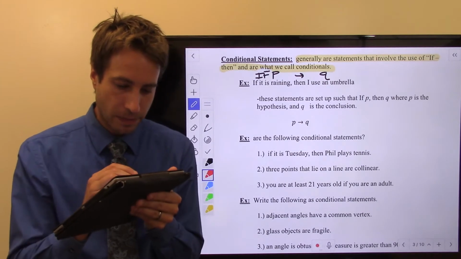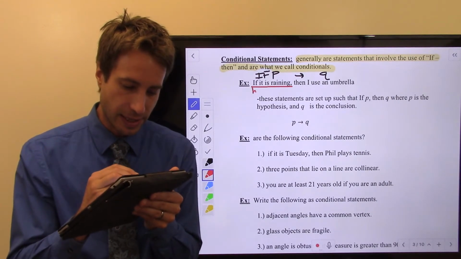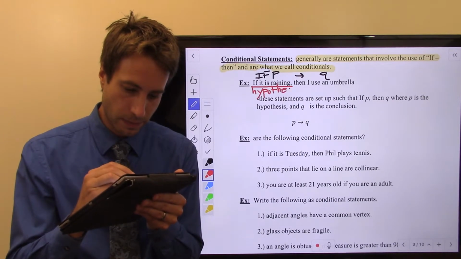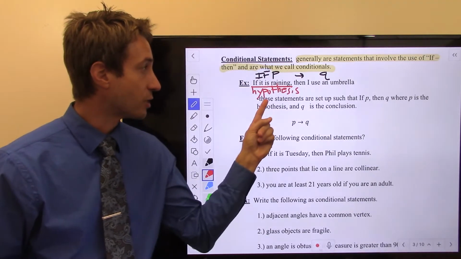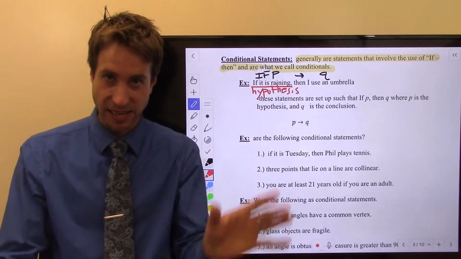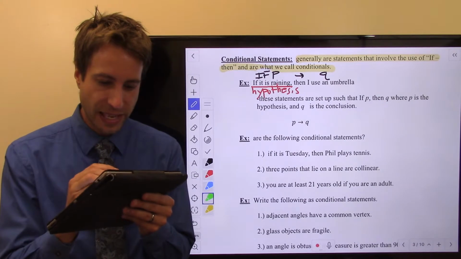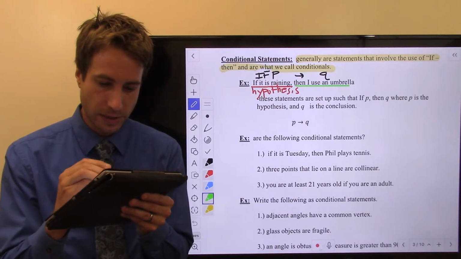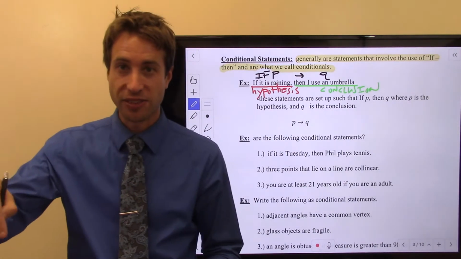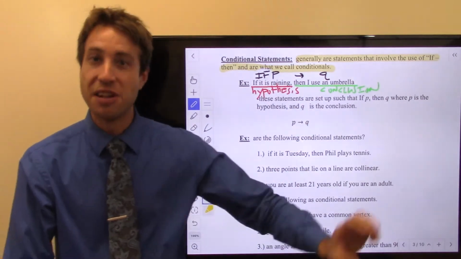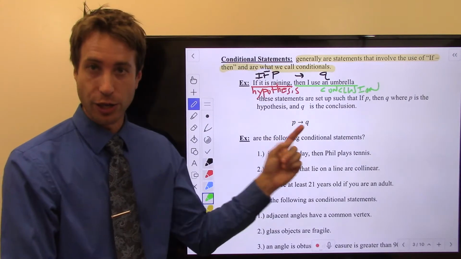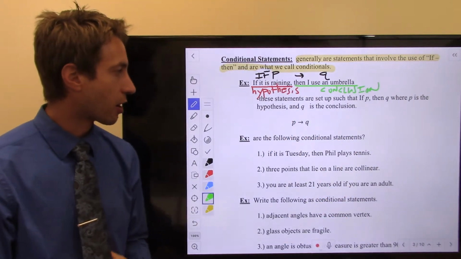The first part is what is known as the hypothesis. That's the P. If it's raining, that's my hypothesis. The conclusion then is going to be the Q. So, if hypothesis, then conclusion. If it's raining, then I will use an umbrella, right? And we will write that as if P, then Q. These are conditional statements.